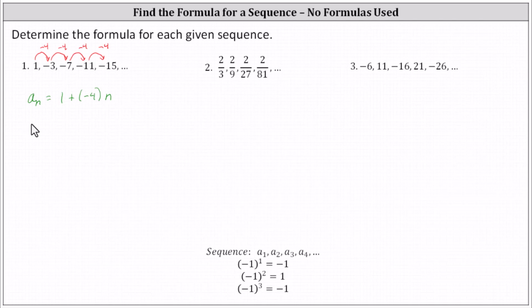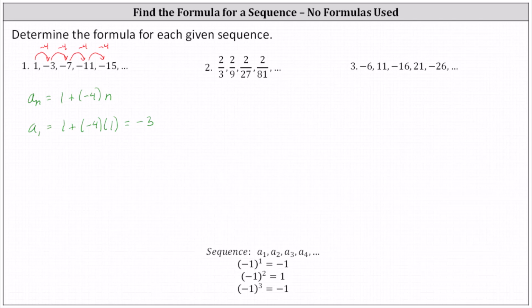Notice for a sub 1, or when n is 1, we know we want to add 0 negative 4s to 1, but as is, we have 1 plus negative 4 times 1, or we're adding 1 negative 4 to 1, which equals negative 3, which is the second term, not the first term. So we're adding a negative 4 one time, but we know we want to add negative 4 0 times for the first term. But we can easily modify the formula.